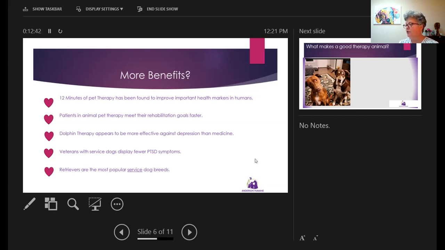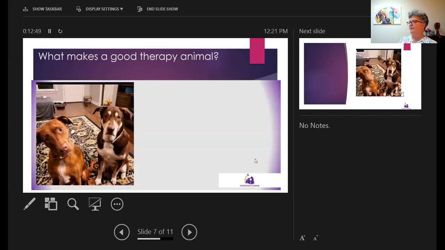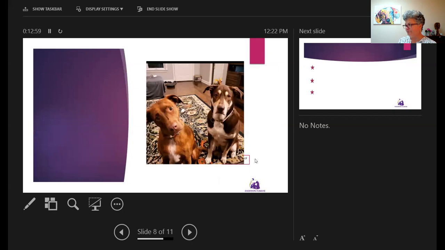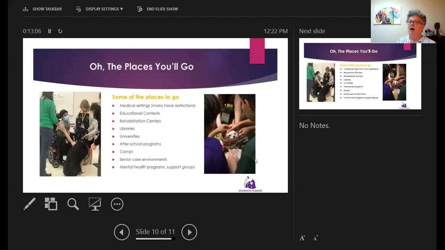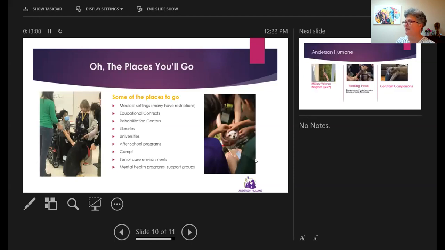Retrievers are the most popular service dog breed. So again, there's that word service. Very interesting, all the ways that we can use animals. So what makes a good therapy animal? Look at those faces. Let's get to that. Oh my goodness. I'm not quite sure what happened there, but before I talk about the places you'll go, let me talk to you about what makes a good therapy animal.